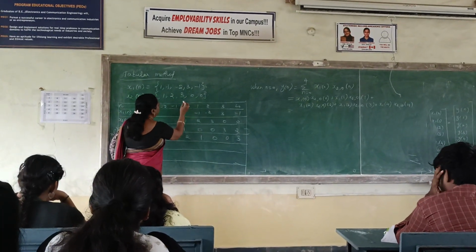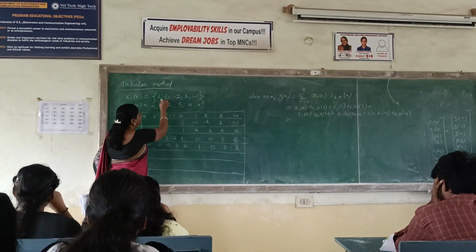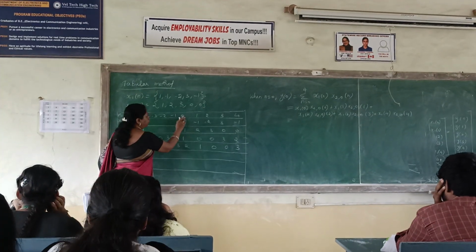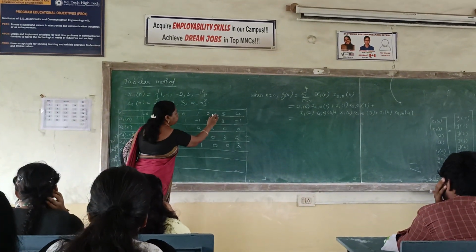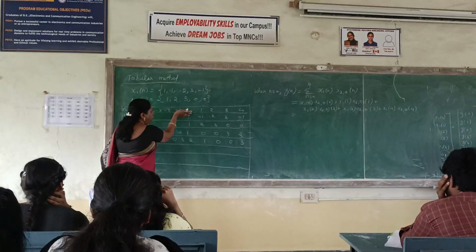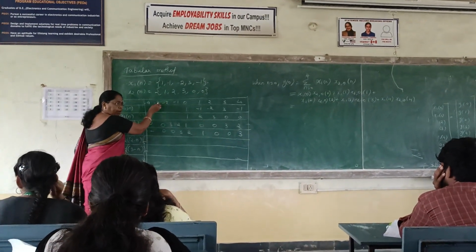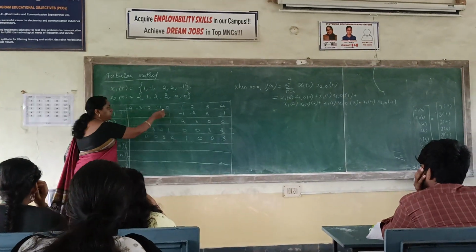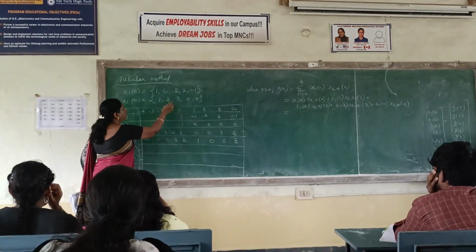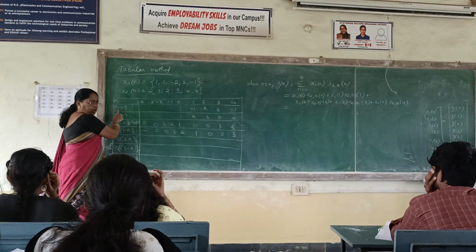So 5 samples. With respect to 0 you have to write x1 of n on this side: 0, 1, 2, 3, 4. This side 5 samples, and on the left side you are supposed to write minus 1, minus 2, minus 3, minus 2. And this is the starting point. With respect to the starting point, you have to write this x1 of n.